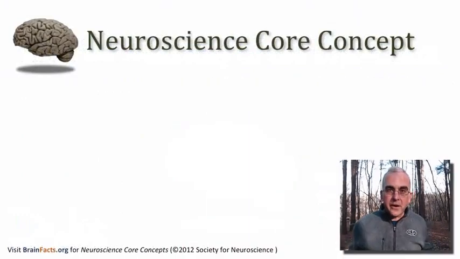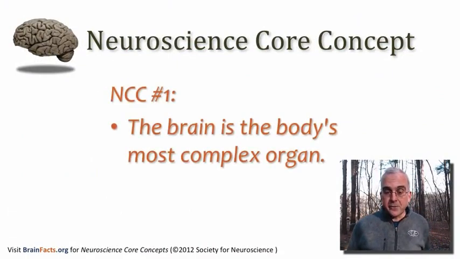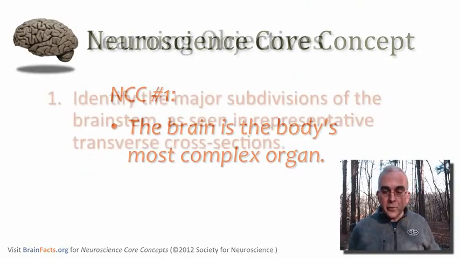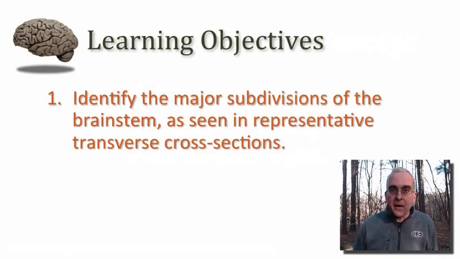We indeed turn again to one of the most complicated parts of the nervous system, which brings to mind our first core concept in the field of neuroscience, and that is that the brain is the body's most complex organ. I have one learning objective for you today, and that's to be able to identify the major subdivisions of the brainstem as seen in representative transverse cross-sections.